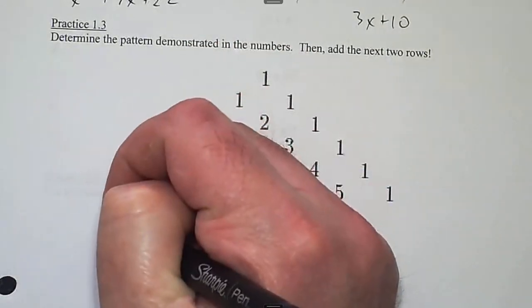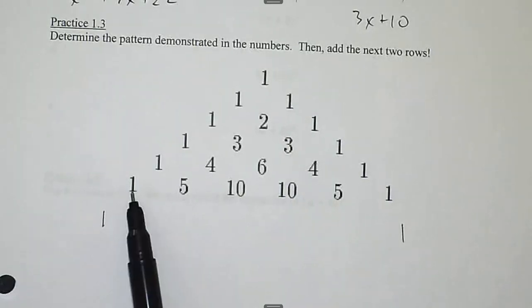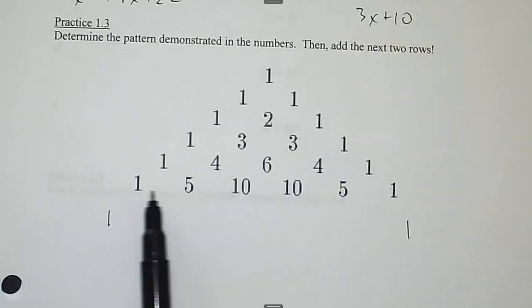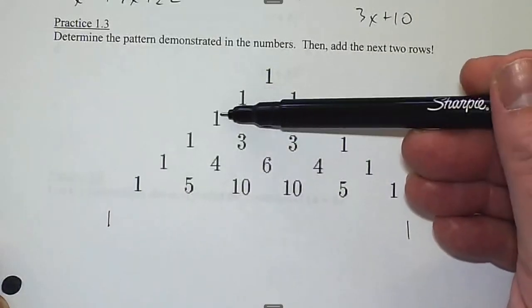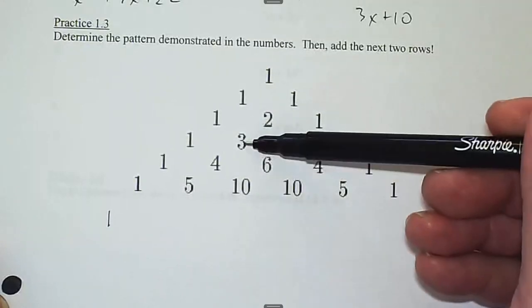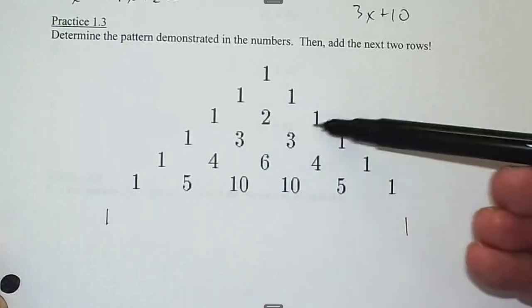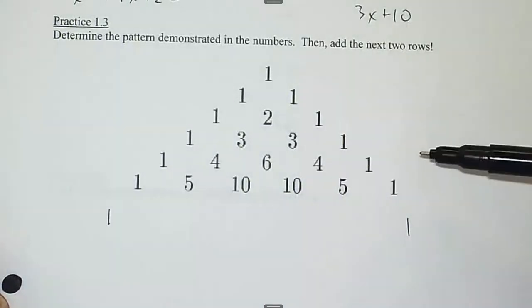Well, there's going to be a 1 here and here for sure. Now, then, to fill in the next two rows, take a look at the 2. It starts with a 1, and then 2 is 1 plus 1. The 3 is 1 plus 2 is 3, 2 plus 1 is 3. This 4 is 1 plus 3 is 4, 3 plus 3 is 6, 3 plus 1 is 4.